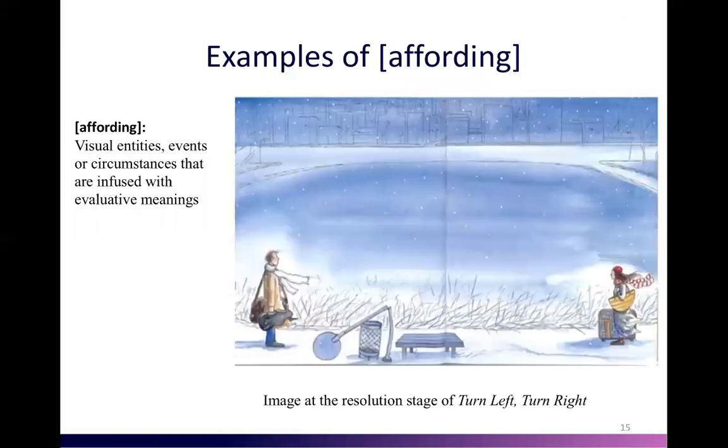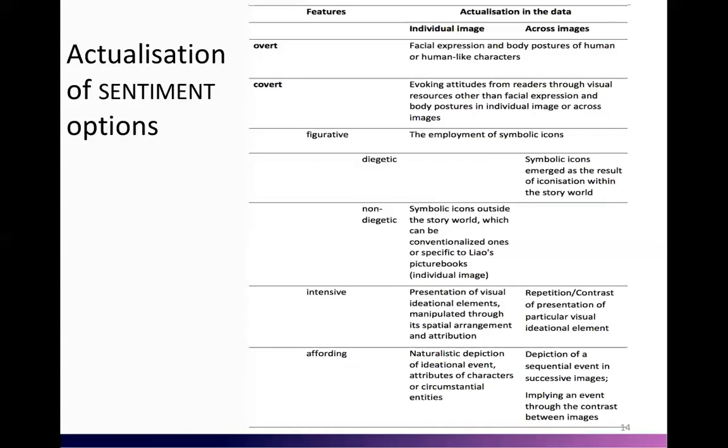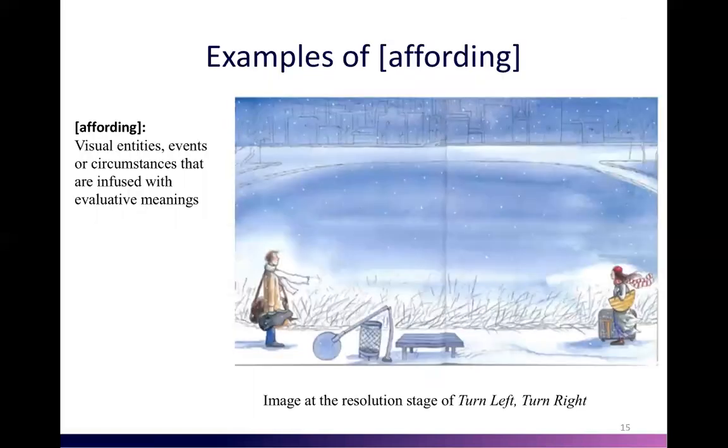Okay, so later in here I'm going to provide some examples of how these covert options are actually employed in my data. Due to the limitation of time, I'm focusing more on this affording option.